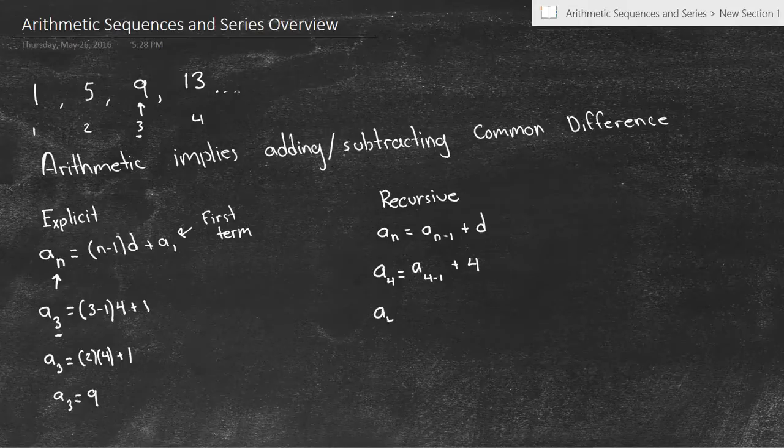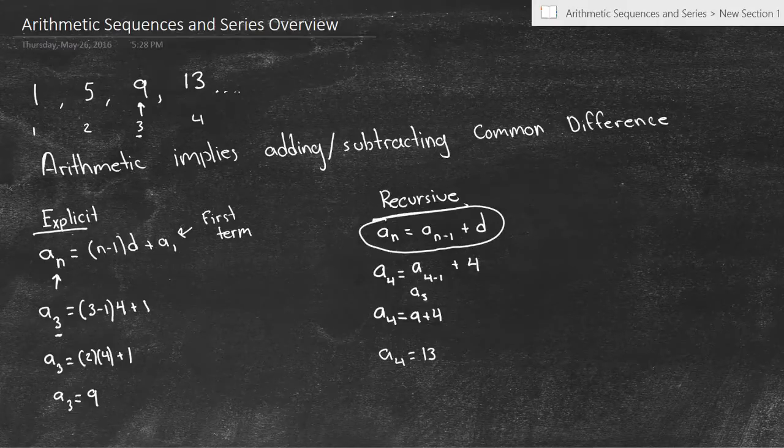So a of 4 equals, well, a of 4 minus 1, that's a of 3. We know a of 3 is 9, so 9 plus 4. So that's going to say a of 4 equals 13. And that's exactly what we had here. So that's just to check, make sure we wrote these right. So these are the two formulas you need to know for recursion and the explicit.